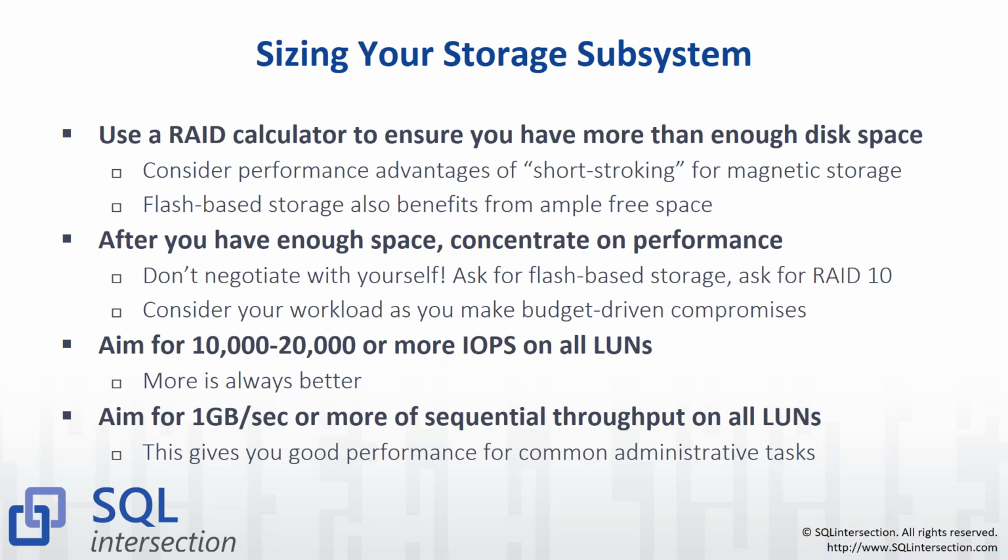And if you really are under budget pressure and have no choice, then think about your workload before you just make everything the worst possible storage because you didn't even put up a fight. And you want to try to aim for at least 10,000 to 20,000 or more IOPS for each logical drive. More is always better. Nobody's ever come to me and said, oh, this database server is too fast, Glenn.